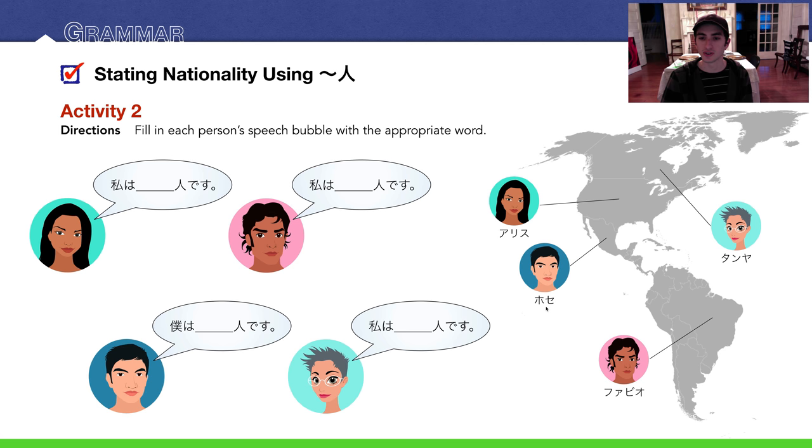This guy down here looks like he's from Mexico. His name is Jose. 僕はJose. じゃない。僕はメキシコ人です。Is the right answer. He is Mexican. And last but not least, we have Tanya. Tanya is from Canada. So she would say, 私はカナダ人です。そうですね。And here are the answers.